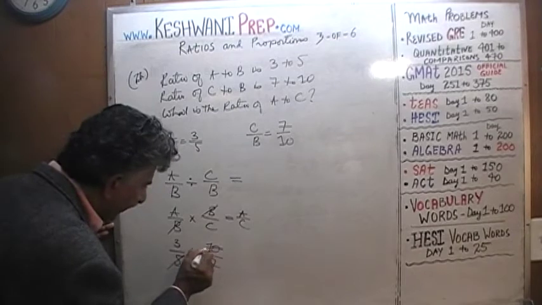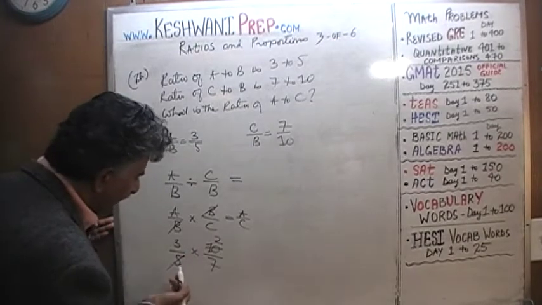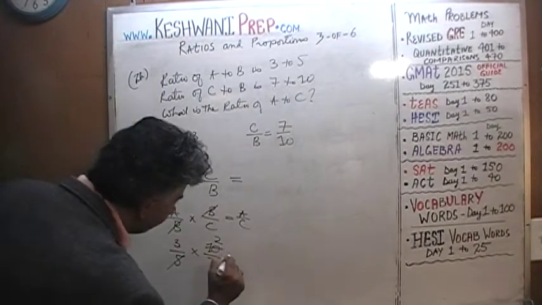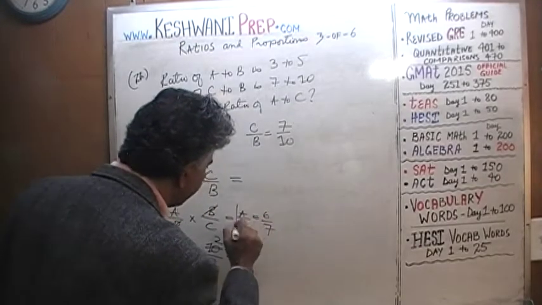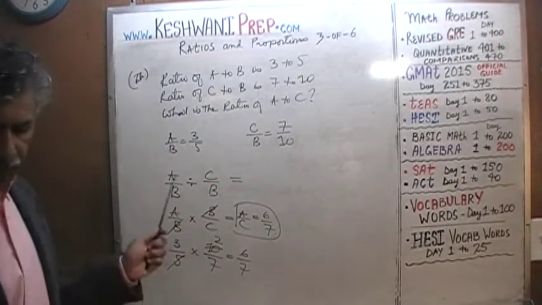Divide top and bottom by 5. 10 is going to become 2. 5 is going to drop out. 2 times 3 is 6. The answer is 6/7. That's it. That's your answer.